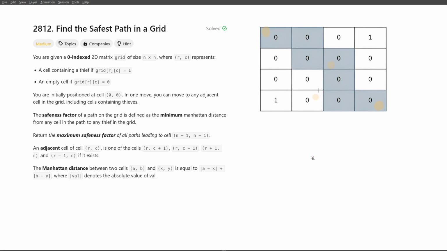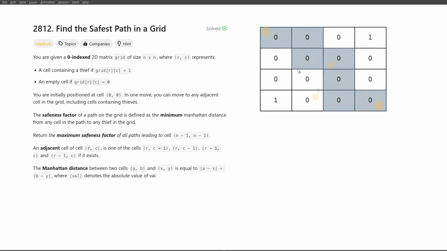Here I think for every solution, it would be useful to first calculate the safeness that every cell gives. You can do that with our favorite BFS. If you don't know how, then you can think about it for a second. How to calculate for every cell what is the closest thief to that cell.